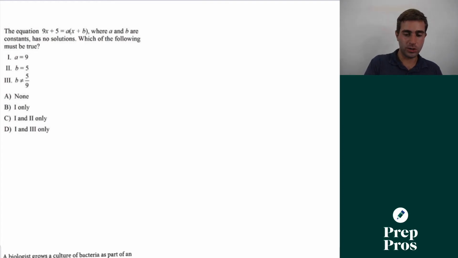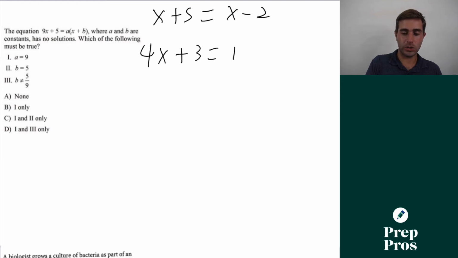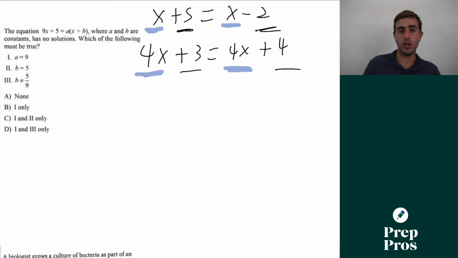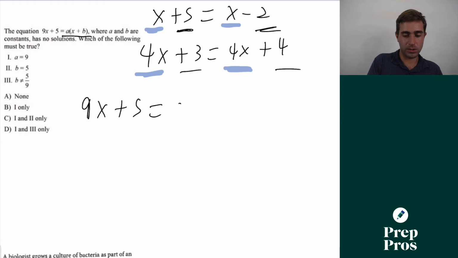Well, no solutions can be equations like this. We can have x plus 5 equals x minus 2, or we could have 4x plus 3 equals 4x plus 4. Very simply, the x's must be the same, and the numbers, in a really simplistic way of thinking about it, must be different. So now I have the rules that I have to follow as I go through. The first thing I'm going to do is distribute the a through. So I will get 9x plus 5 equals ax plus ab.